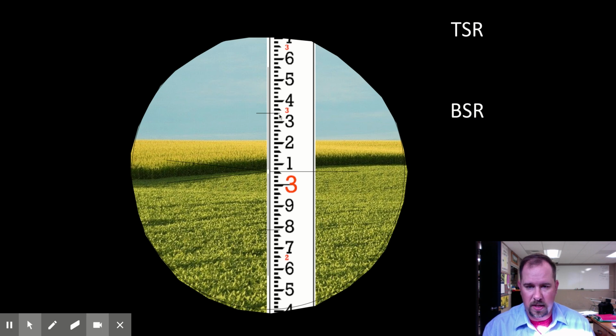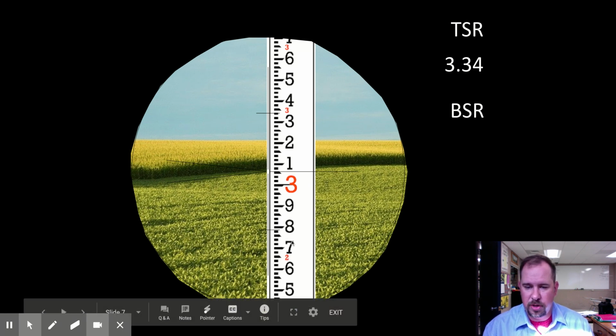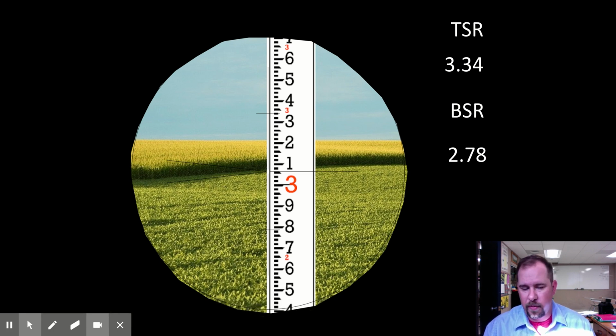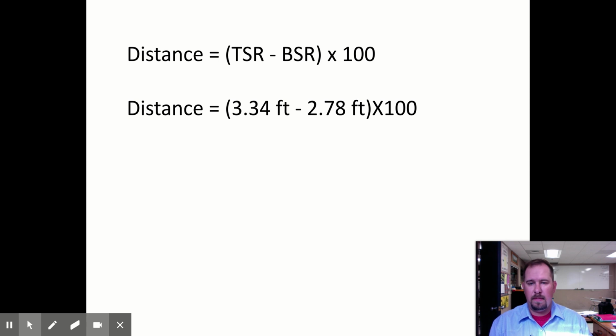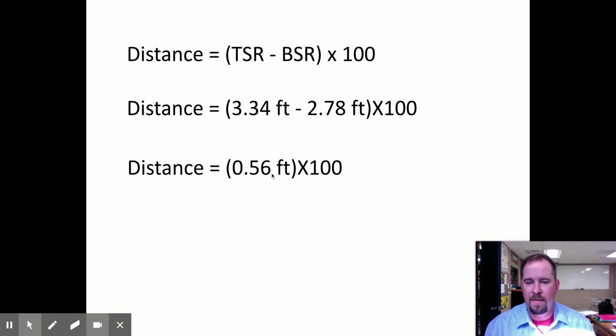Here's another one. We take the top stadia reading, and we got 3 again, 3.3, that's 5, so just below 3.34. Then we come down here, and it's below the red 3, so that's a 2.7, so that would be 2.78. All right, 2.78 for our BSR. Again, we'll go to the next slide and do the math. We input these two numbers here and subtract them. When we do that, we get 0.56 feet. Again, multiply by 100, which is just moving the decimal point: 56 feet.